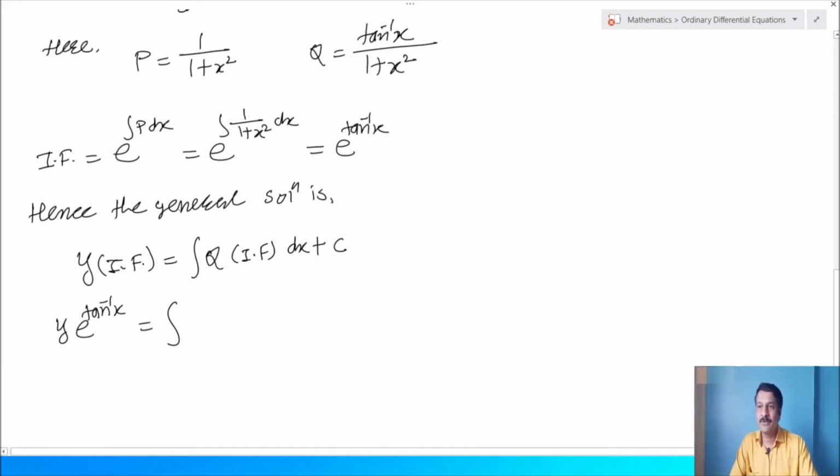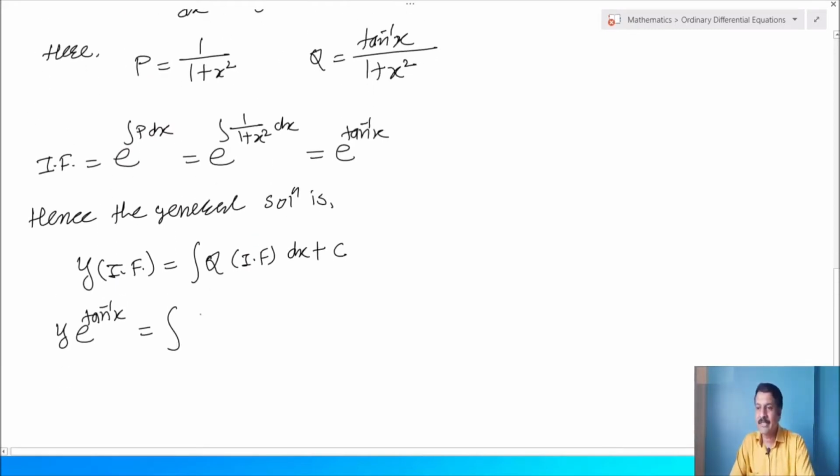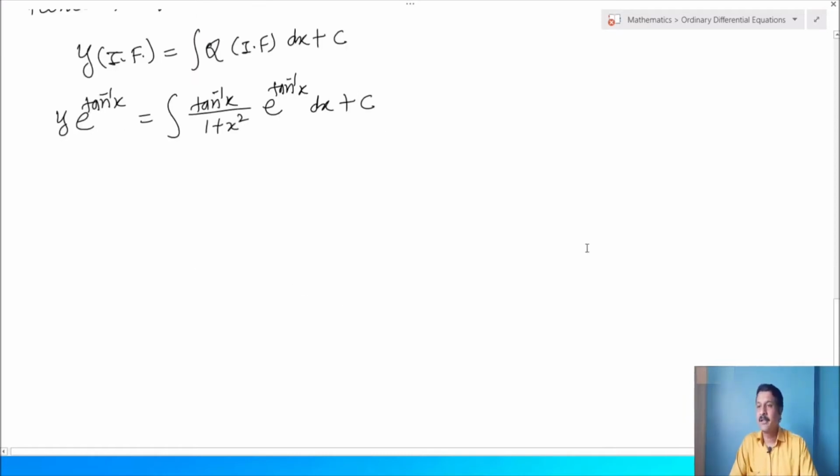So I am getting y into e raised to tan inverse x equal to integration of Q. What is the value of Q here? It is tan inverse x upon 1 plus x square into e raised to tan inverse x dx plus c. Now your integration part should be perfect. Now we have to see how to integrate it.